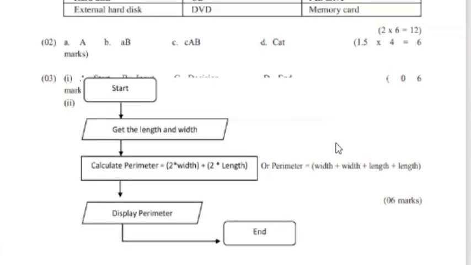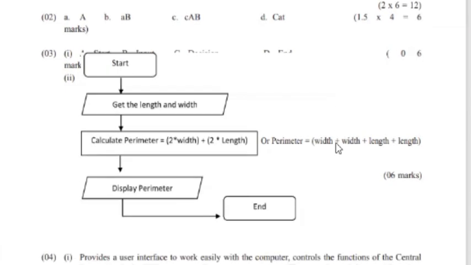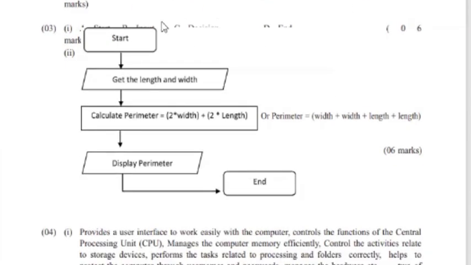Check with this one. This is the correct one. It should be start, and you should get input, get the length and width, check with the symbol also. It should be this kind of symbol, and calculate perimeter. You should have written this down correctly.